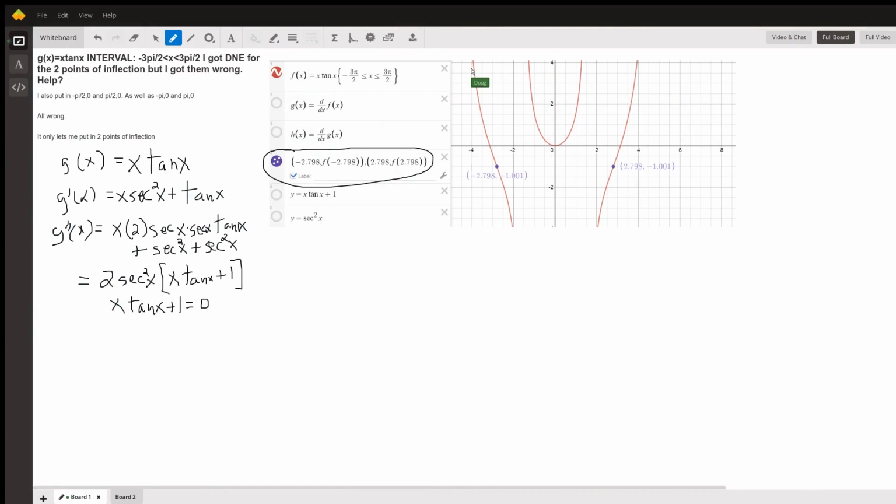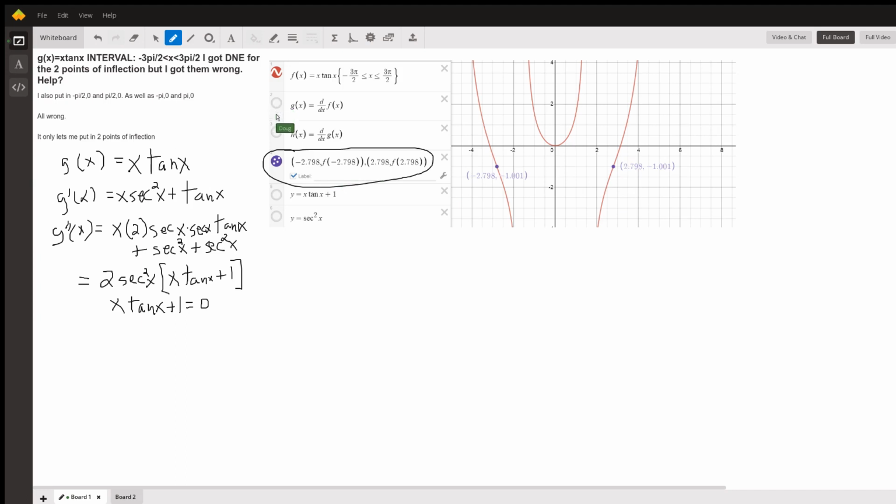Okay, over here we have the graph of g of x equals x tangent x on the interval from -3 pi over 2 to 3 pi over 2. And it does look like we have 2 points of inflection right here at these points. How did I figure that out?